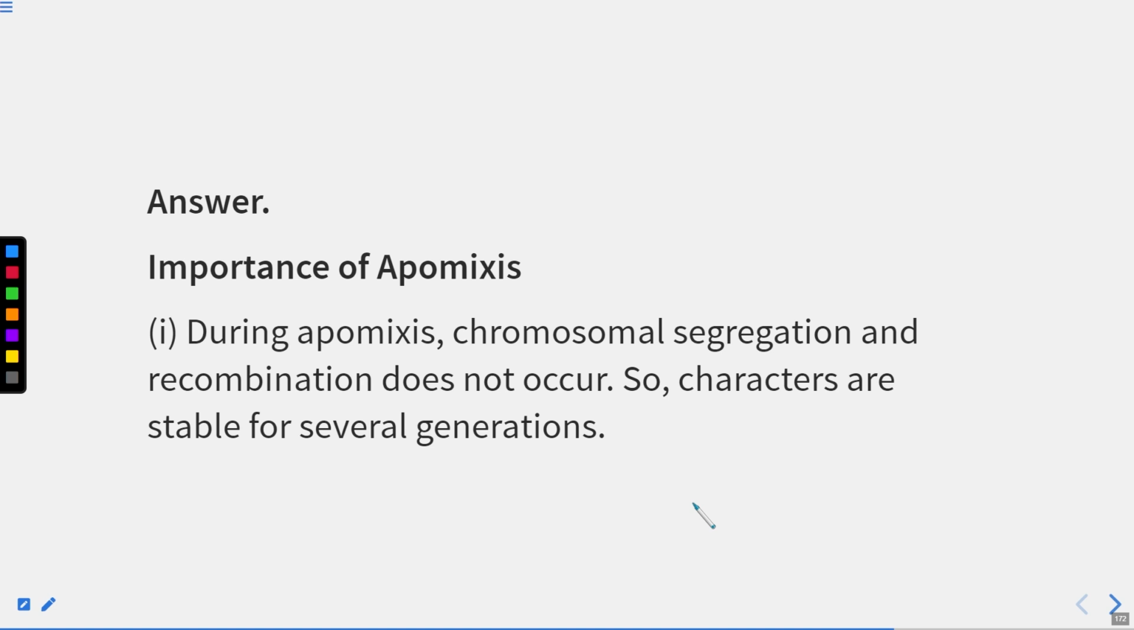Now let's discuss apomixis. Apomixis, you already know, is the formation or development of seeds without fertilization. So there is no fertilization. During apomixis, chromosomal segregation and recombination do not occur, because there is no meiosis.